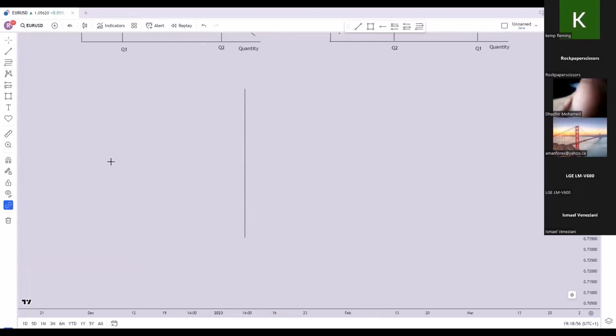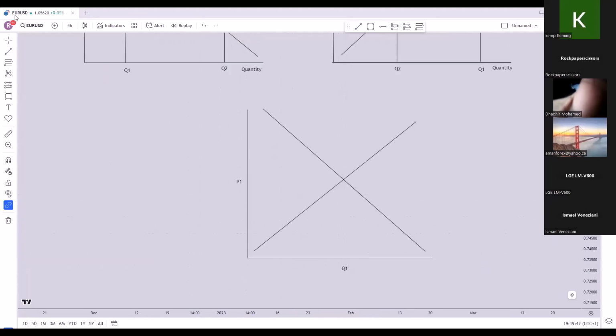So let's just draw one more chart. Promise you guys, this is the last part of the boring drawings. Okay, so this is where it all starts to make sense why I'm drawing all of this.